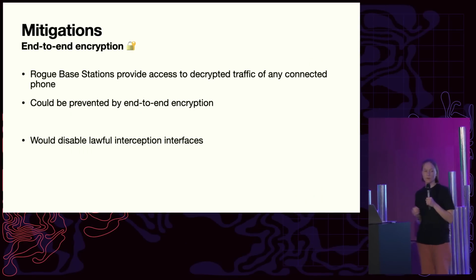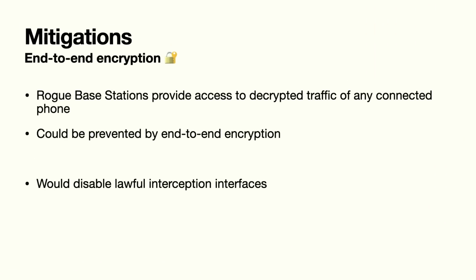But what could we do about that? How could we make the roaming system more secure? One thing, of course, would be to employ end-to-end encryption. Because right now, a rogue base station provides access to the decrypted traffic of any connected phone. Changing the system so that the traffic is not decrypted at the base station, but is end-to-end encrypted, already makes it more difficult for rogue base stations to be such an effective measure.